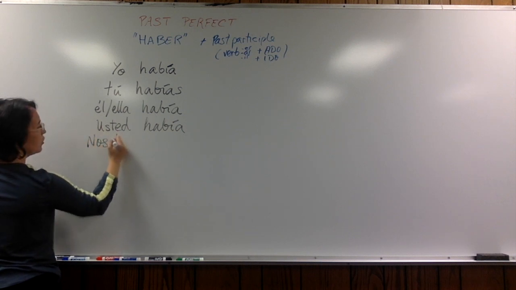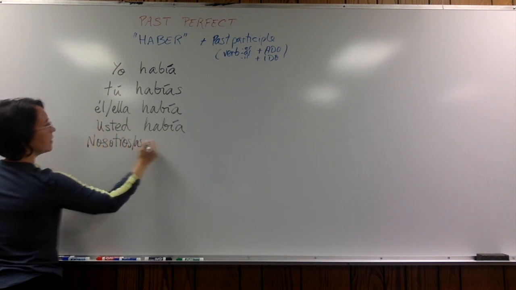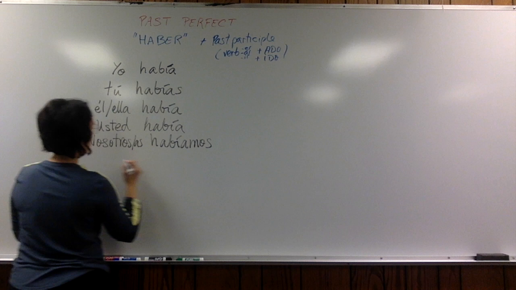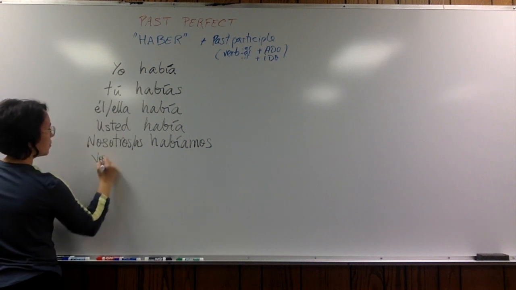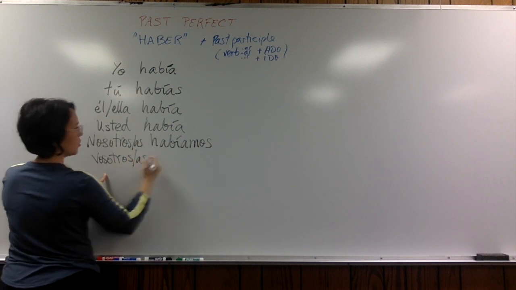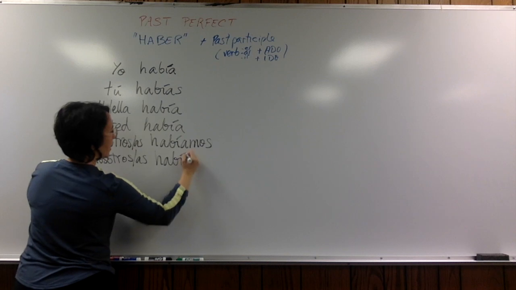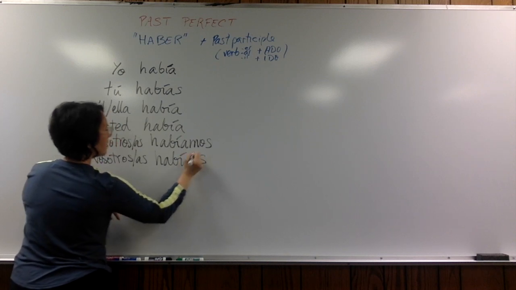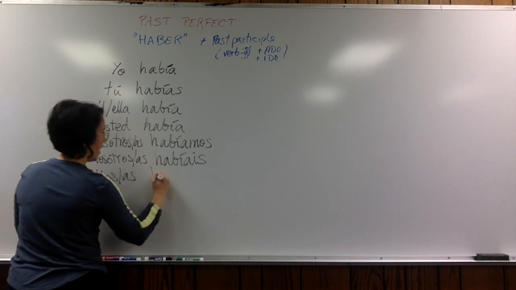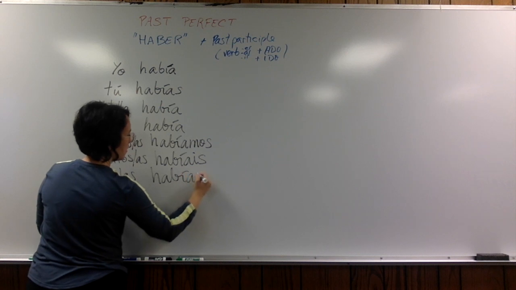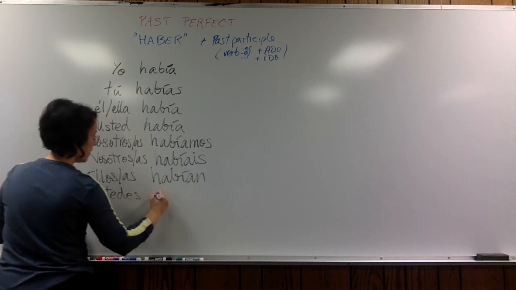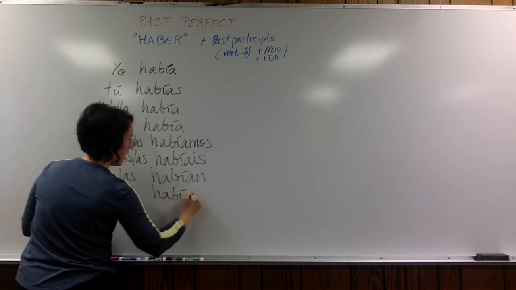Nosotros o nosotras habíamos. Vosotros, that's the you all, in Spain only. Vosotros habíais. Y ellos o ellas habían. Y ustedes habían.